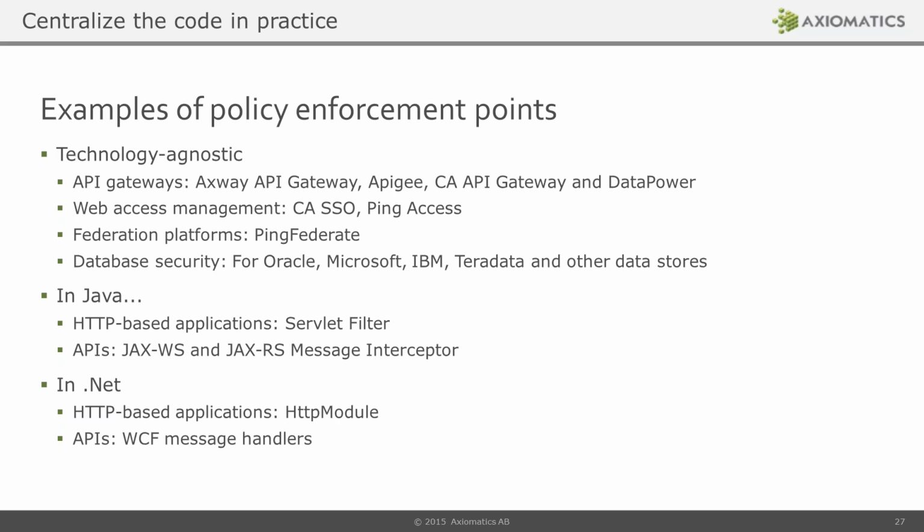The compelling point with a gateway is that it gives us access to the entire message, and therefore we can make decisions based on the entire payload of that message. We can also integrate more in the identity space with web access management tools such as CA SSO, formerly SiteMinder, Ping Access, or other products in that category. In addition, we can help drive authorization within federation platforms such as PingFederate.